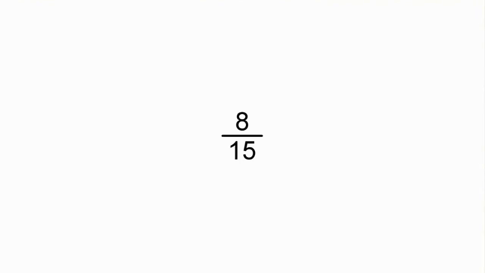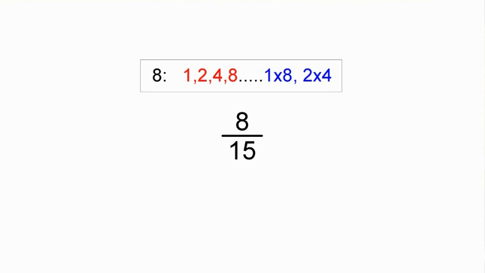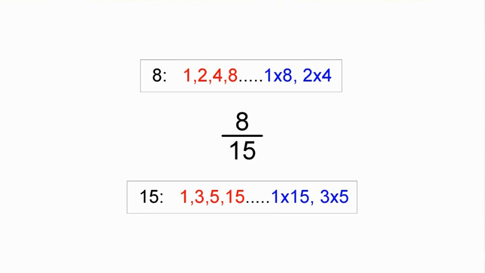Bruno, can 8/15ths be reduced? I'll have to check. The divisors of 8 are 1, 2, 4, and 8. The divisors of 15 are 1, 3, 5, and 15. They have no common divisors other than 1, so 8/15ths can't be reduced. It's already in its smallest form.